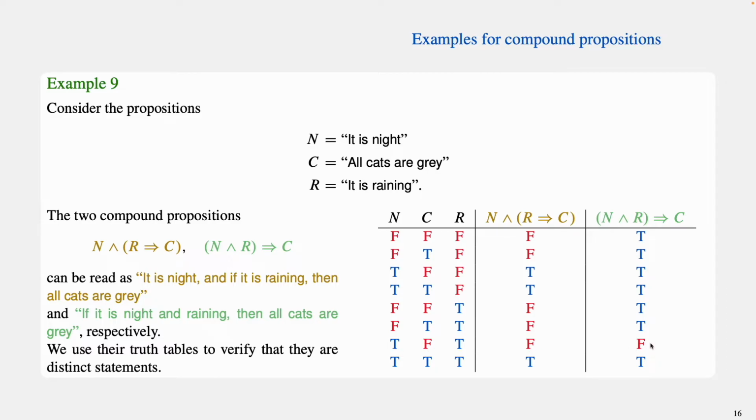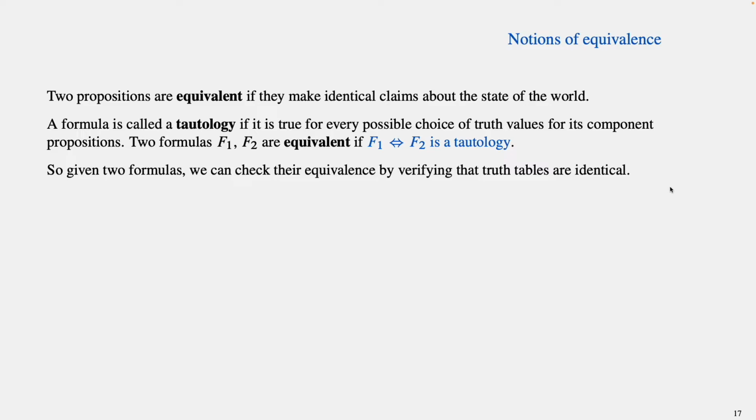So we only get one output false in this truth table, and in every other situation it has to be true. So by comparing these, we see that the truth tables of these two compound propositions are very different, so they are not the same proposition. And this comparison motivates the notion of equivalence.